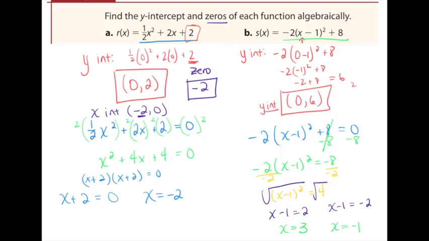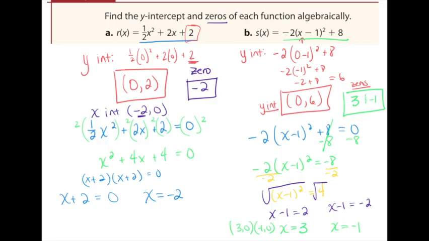So for zeros, they want the x value of my x-intercept. My zeros are 3 and -1. My x-intercepts, if they wanted that, you would write the (3, 0), the (-1, 0). Intercepts are going to be a coordinate. Zeros is just the x value of that.